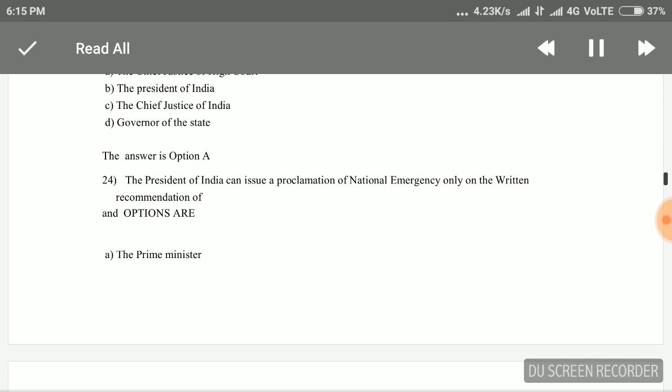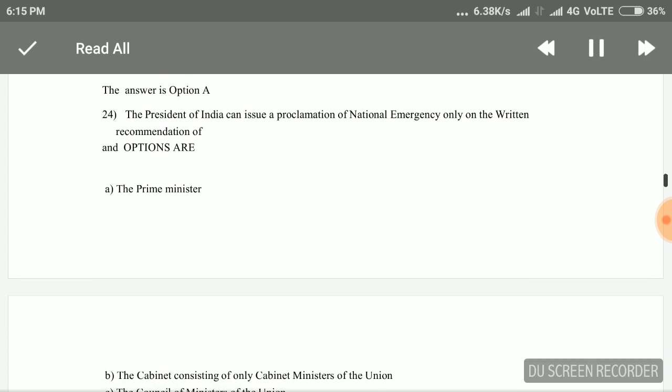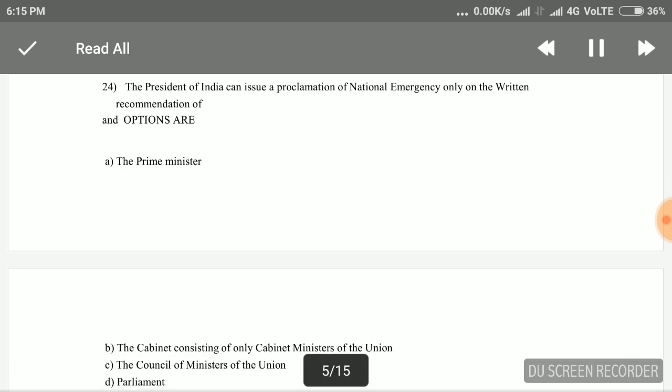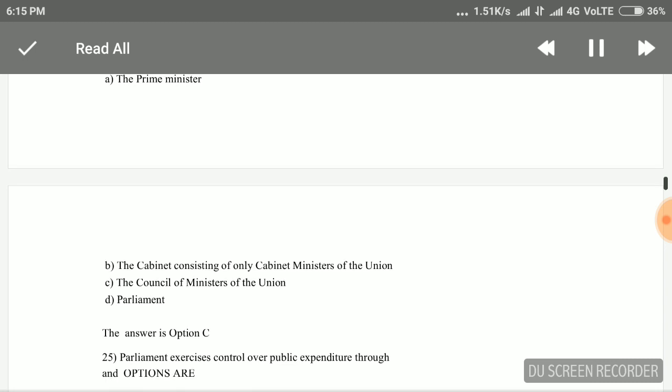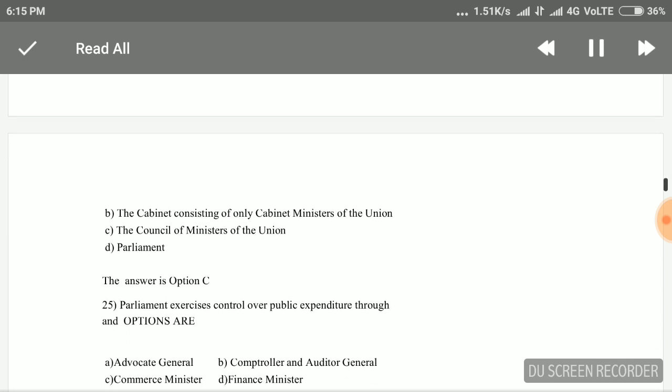24. The President of India can issue a proclamation of national emergency only on the written recommendation of. And options are A. The Prime Minister, B. The Cabinet consisting of only Cabinet Ministers of the Union, C. The Council of Ministers of the Union, D. Parliament. The answer is option C.